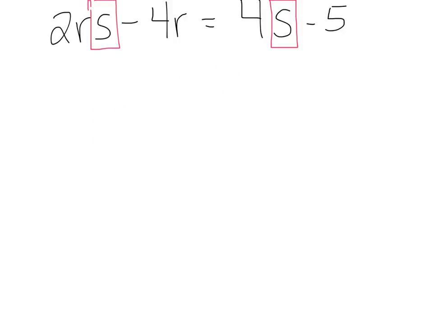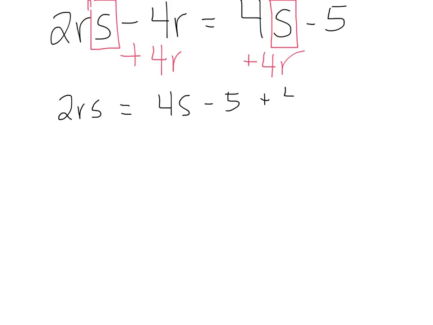In this problem, I'm trying to get a formula for s. You can notice that the s is in 2 places. Anytime the variable is in more than one place, we know we're going to need to factor. The problem is that s isn't on the same side of the equation. So I'm going to have to move some stuff around in order to get s on the same side of the equation so that I can factor. I'm going to add 4r to both sides so that I can get s alone on one of the sides. My new equation is 2rs equals 4s minus 5 plus 4r.